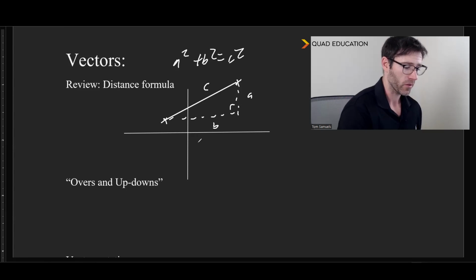And so the way that vectors work is they basically keep those 2 items separate. The way that I like to talk about this is overs and up downs, because it sounds really silly and it keeps it really simple.